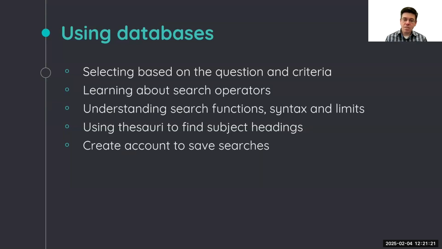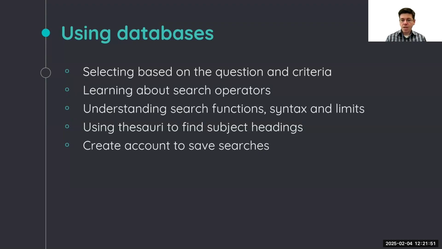Also, in terms of using databases, it's important to learn about the different characteristics and the different options in each database. So not only understanding search operators, but also search function, search syntax, and also limits. We tend to not use too many limits when we do searches for systematic reviews or scoping reviews because we don't want to inadvertently miss out on any articles that might be relevant. So it's the screening that does more in terms of limiting and filtering out results rather than relying on the search strategy itself.